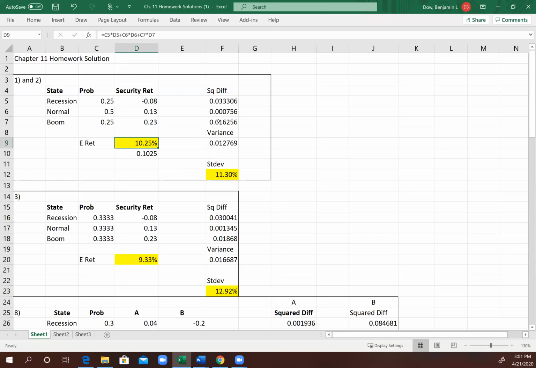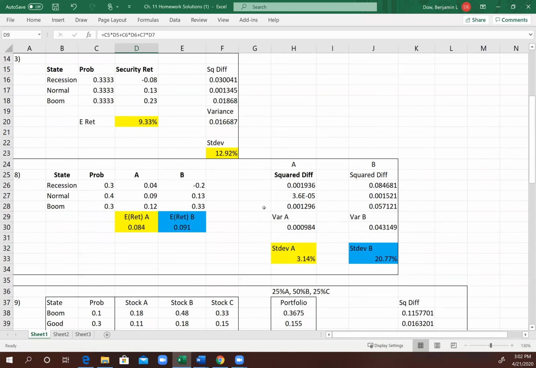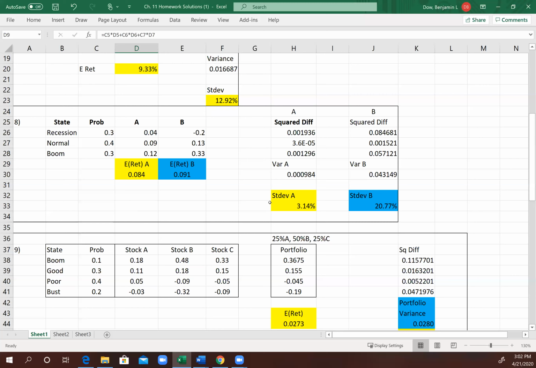Then you can look at the variation away from the mean over that last 100 years. All right, number 3 says repeat 1 and 2, but change the probabilities up. Assume that all 3 states are equally likely. If you change the probabilities up, you change up the returns and standard deviation. It's just trying to give you a precursor of the weighting issue as well. All right, if you flip over to number 8.